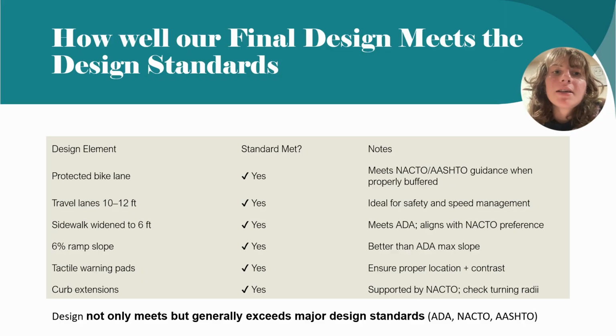Our final design consists of protected bike lanes that meet NACTO and AASHTO guidance when properly buffered, travel lanes between 10 and 12 feet, that are ideal for safety and speed management, as well as a widened sidewalk of 6 feet, which meets ADA and NACTO preference. Our 6% ramp slopes are less than ADA maximum slope, and our tactile warning pads, as well as curb extensions, meet turning radii and are supported by NACTO.